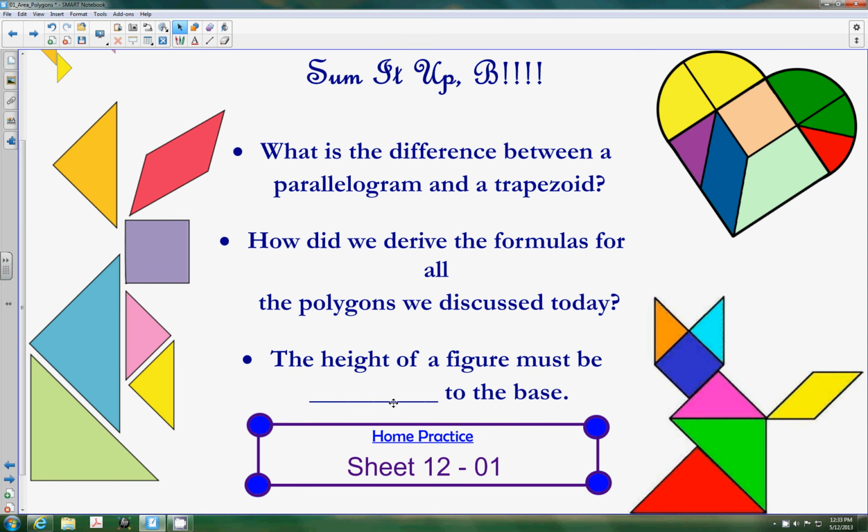The height of a figure must be perpendicular to the base. It has to form that 90-degree angle.